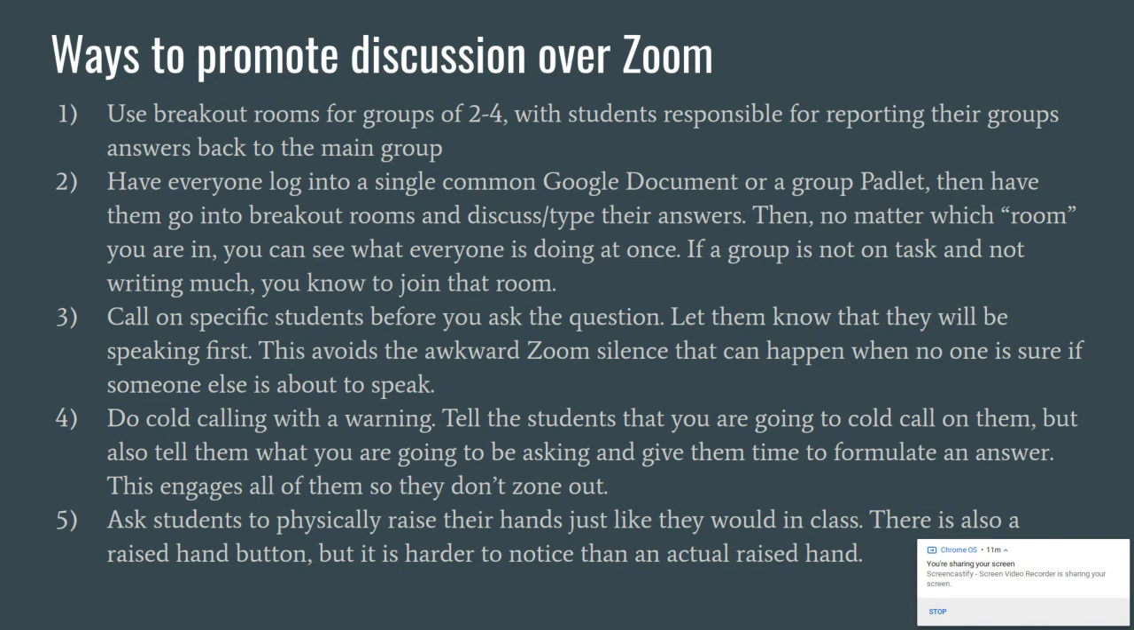Discussion over Zoom. You can use breakout rooms. You can have everybody log into a common Google Doc or group Padlet. If you don't know about Padlet, you have to learn about Padlet. It's awesome. Have them go into breakout rooms and discuss or type their answers. And then if there's one central place when you're looking at it, it's great because you can't be in every breakout group at once. But if you're on a Padlet and they're assigned to different areas and you see one group isn't working, then that's the breakout room that you should join. And you can kind of go around, and you can always be aware of how everybody's doing, looking at that central document, no matter what room you're in.